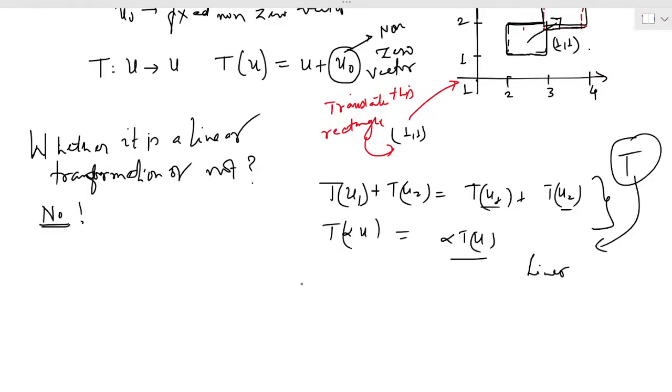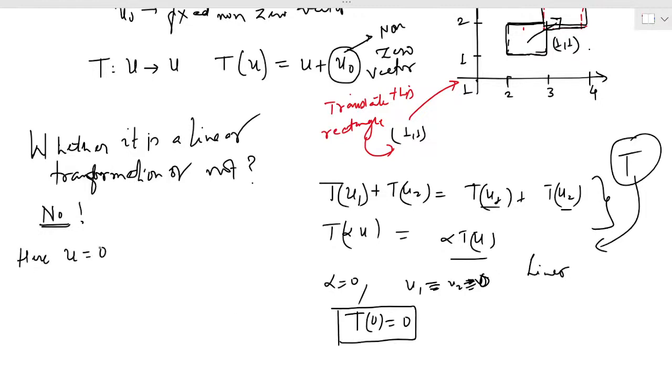And if you remember, what did I do? Whether you take alpha equal to 0 or you take both u1 and u2 equal to 0, what do you get? You get T(0) should be equal to 0. So here, if T is a linear transformation, then T(0) should be equal to 0.